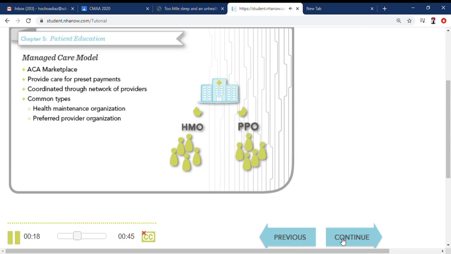Managed care refers to plans that provide care in return for preset scheduled payments. It also refers to plans that coordinate health care through a network of primary care providers, or PCPs, hospitals, and other providers. There are two common types of managed care plans: health maintenance organizations, or HMOs, and preferred provider organizations, or PPOs.